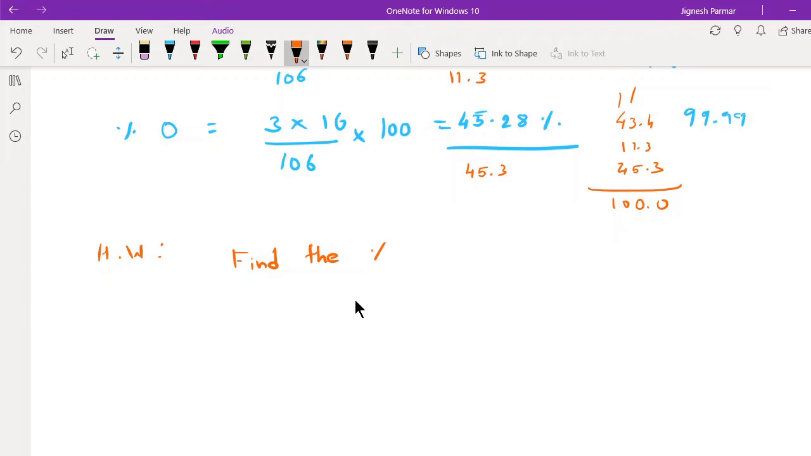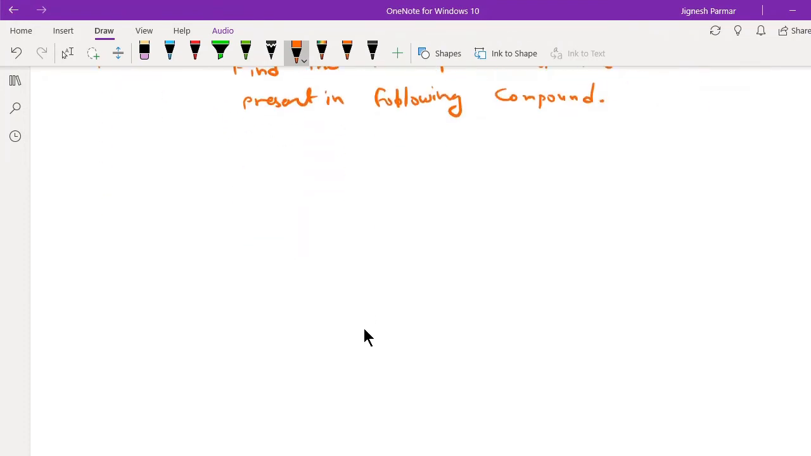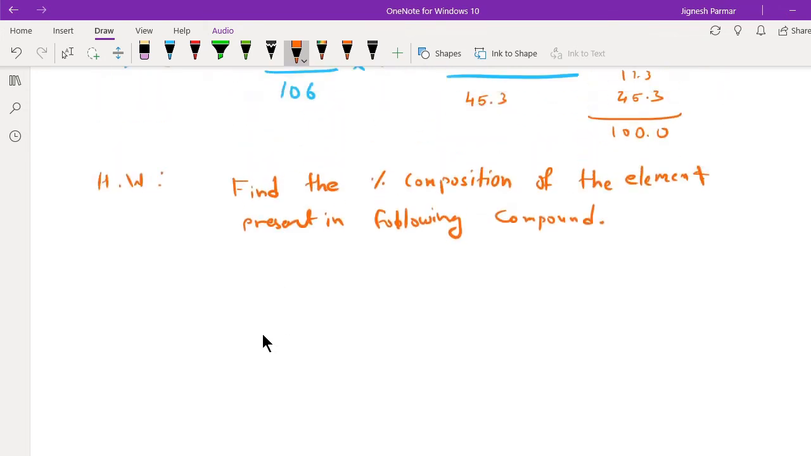Find the percentage composition of the elements present in the following compounds. Okay, so I'm going to give you a few examples. Please make sure that you do this and show it to me.